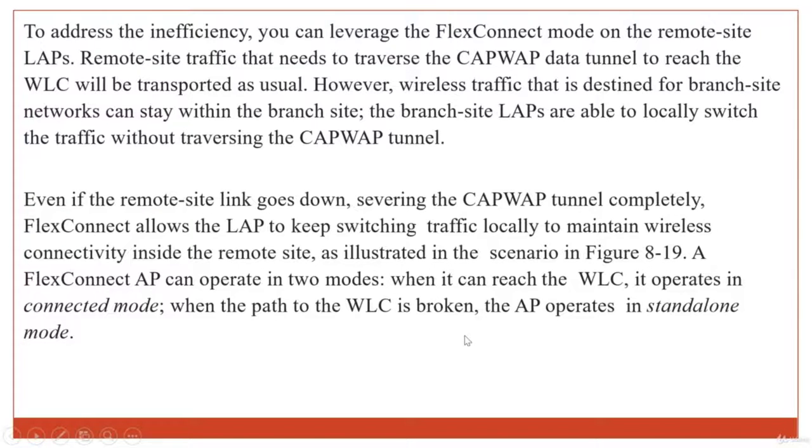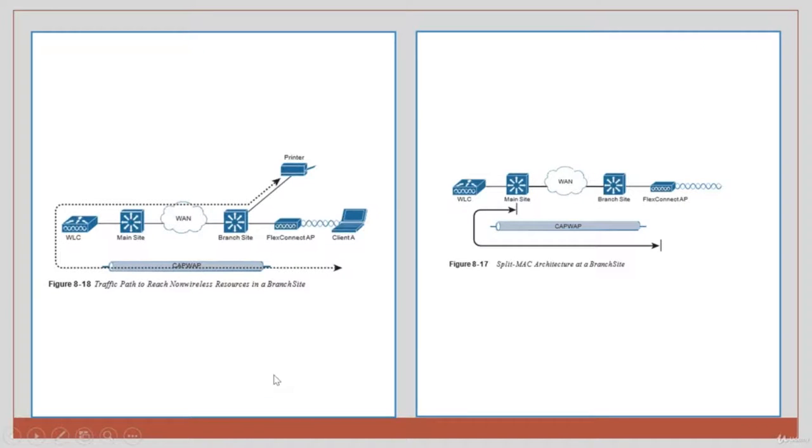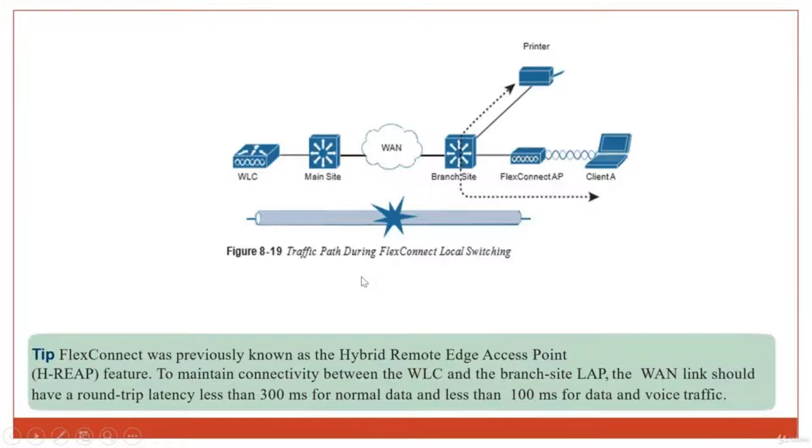Although, if you use the FlexConnect feature, it will give the device local intelligence. What does that mean? It simply means that for local transmission, you will not use the CAPWAP tunnel; you can directly use the printer, because to reach this path, it's easy. Here you can see in the diagram the traffic path during FlexConnect local switching. You are doing things locally. That's the power we have with FlexConnect.